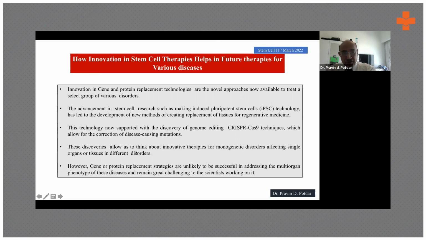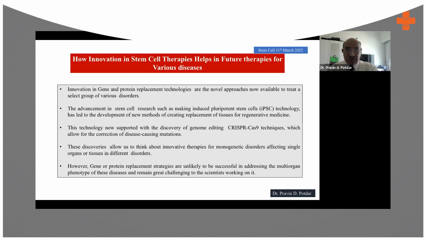So the discovery allows us to think about innovative therapies for monogenic disorders affecting single organs or tissues. We can do all this work because of a lot of innovation and technological help, and stem cell research is the base for this. These are all in vitro studies, and then you put them into the in vivo situation. So you must have mastery of this particular technology.